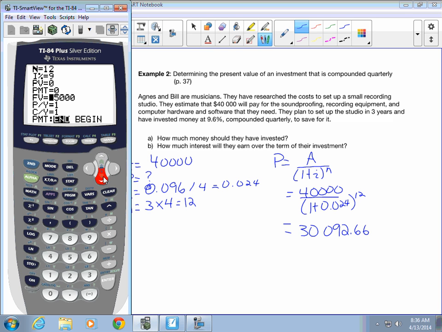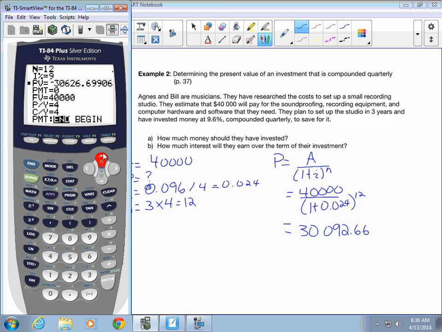This one was 40,000. If I do my N at the top of that one as 12, where I've multiplied the number of years times the number of periods, then I have to change this to a 4, because the payments per year would be 4, and your compounds per year is 4. And then when I go back up to present value, it'll give me that. It changed it a little, probably because I rounded on that 0.024.